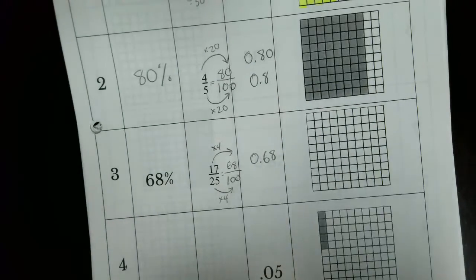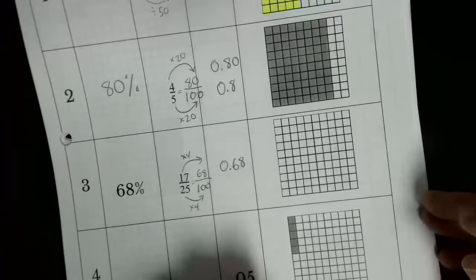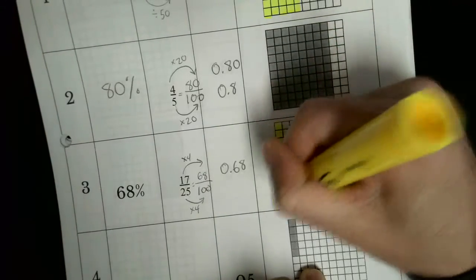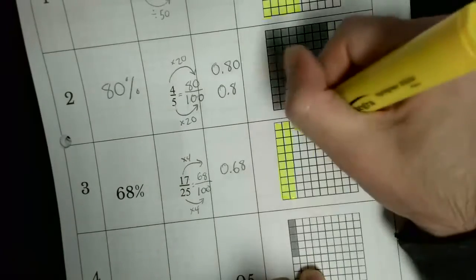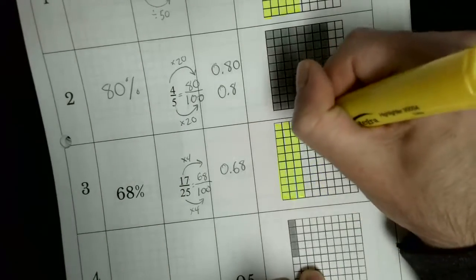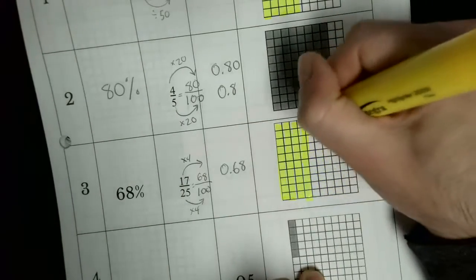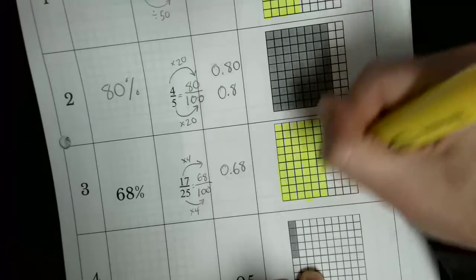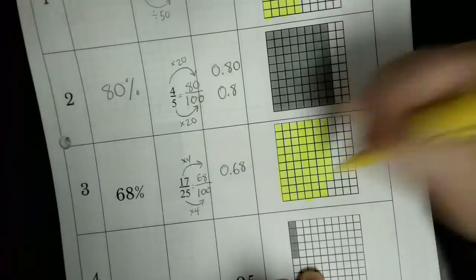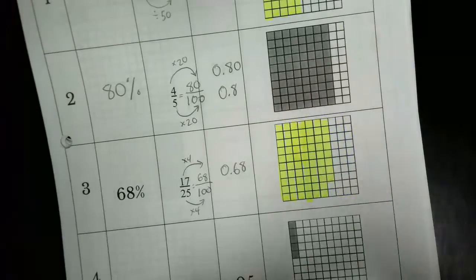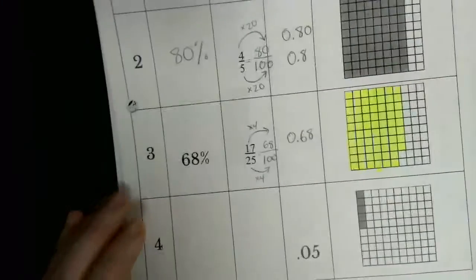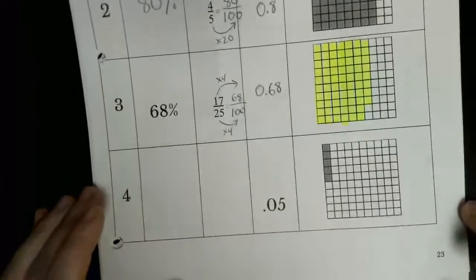All right, now it's my favorite part, making the model, because I'm using that highlighter. Again, you can use the highlighter. It's the easiest way to do it. We're going to shade in 6 tens and 8 ones. That's 4 tens, 5 tens, 6 tens, and 8 ones. That's 68%. More than half. Just a few more than half. All right. Feeling good about this.